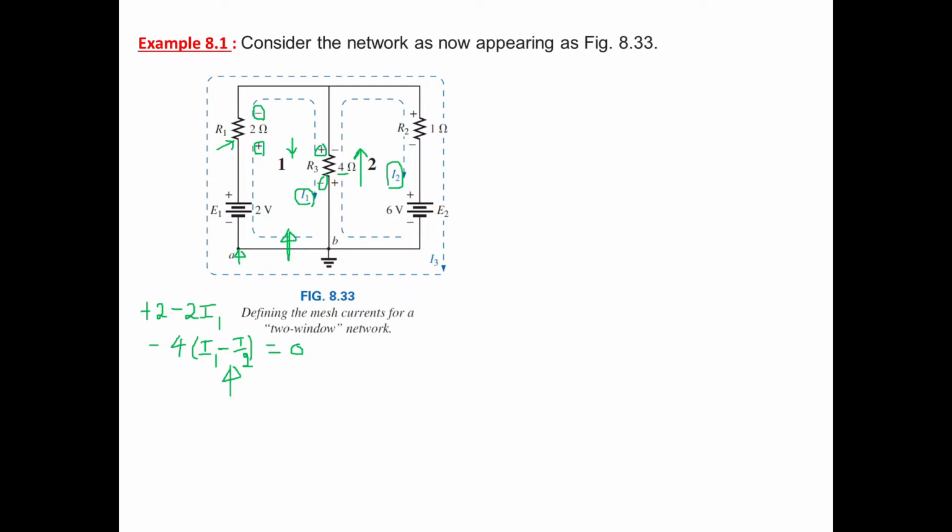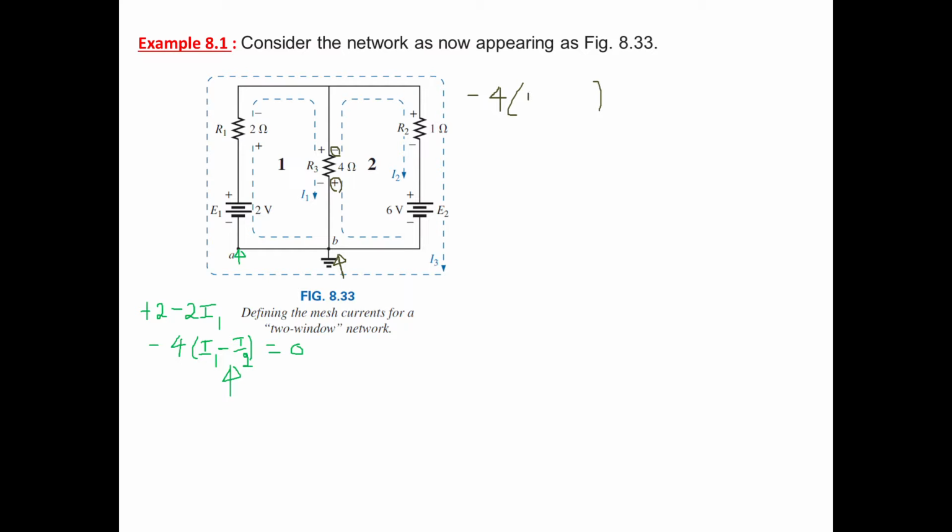Now come to the second equation. Let me change the color. Now for the second loop, you start from point B. We are in mesh 2, so we start from point B. If we start from point B and move upward, you find positive and then negative. Positive to negative means drop. So what is the drop? Minus 4 into, now you are working with mesh 2, so you have to write I2 minus I1.